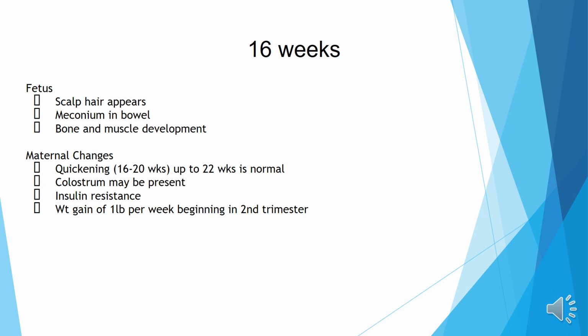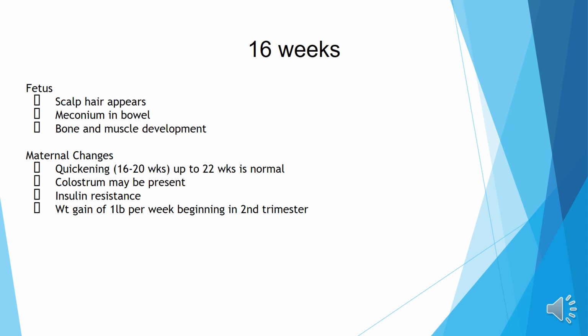Usually, multiparas feel their babies closer to the 16-week side of things, and primips usually take a little longer to feel their baby move, so up to 22 weeks. At 16 weeks, you can start to be producing colostrum, which is a good sign that breastfeeding may go well or that you're going to be able to produce enough.